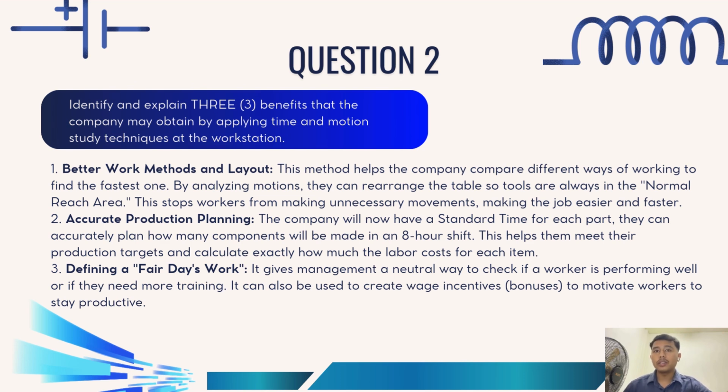The second one is accurate production planning. So, the company will now have a standard time for each part. They can accurately plan how many components will be made in one shift. Other than that, it will help them to meet their production targets and calculate exactly how much the labor costs for each item. The last point is defining a fair day's work.